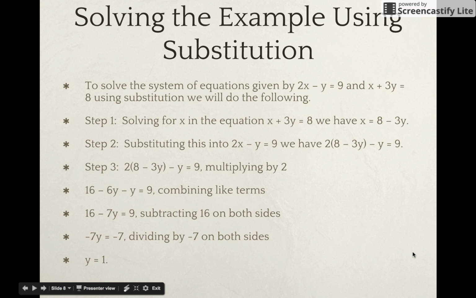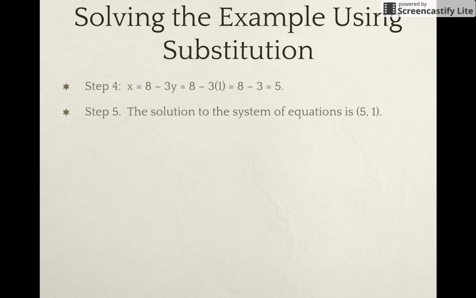So now we know when these two lines intersect, the y value must be 1. So now we'll go into step 4 and we'll find the x value that's associated with a y value of 1. And you'll notice we're plugging back into the equation that we found in step 1. That is 8 minus 3y is equal to x. And since we found that y is 1, we're plugging in that value. And we find that x must be equal to 5. So now we know the solution to this system of equations is the ordered pair 5, 1.